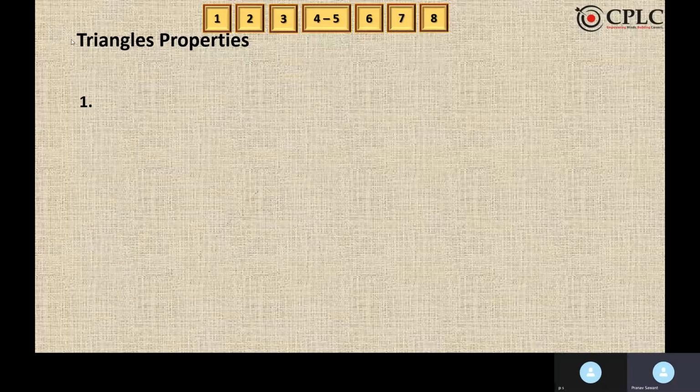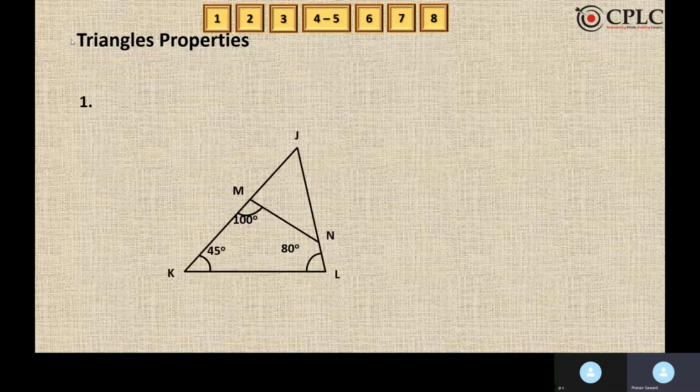Now, if angle M is 100 degrees, the other side of the line would be 80 degrees because the degree of a line is 180 degrees. If one is 100, the other has to be 80 degrees. Now, we can say that these two triangles, triangle JMN and triangle JLK, are two similar triangles.